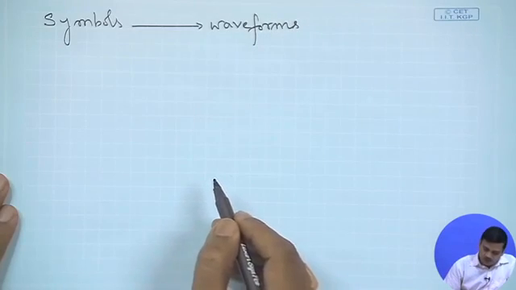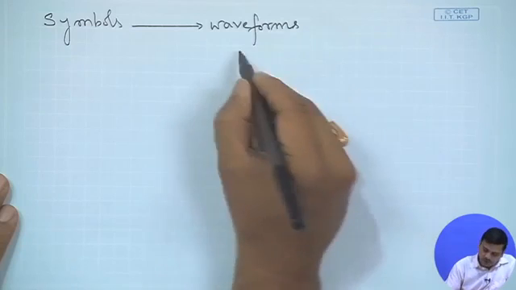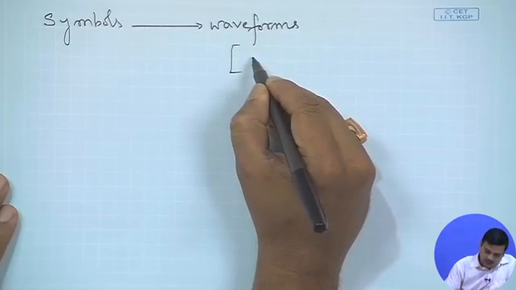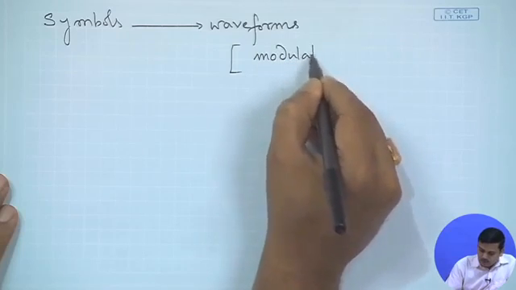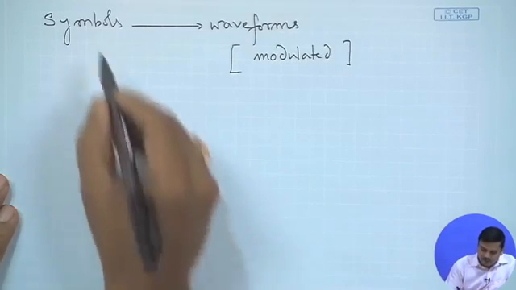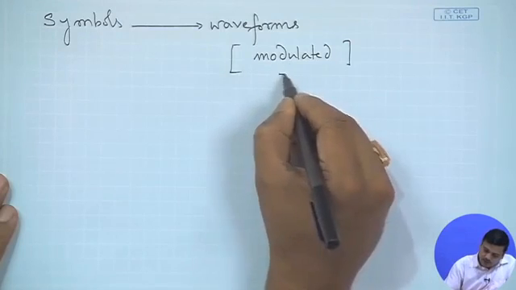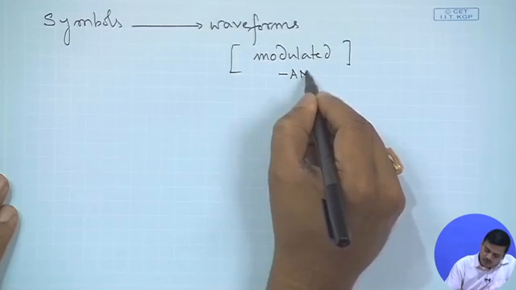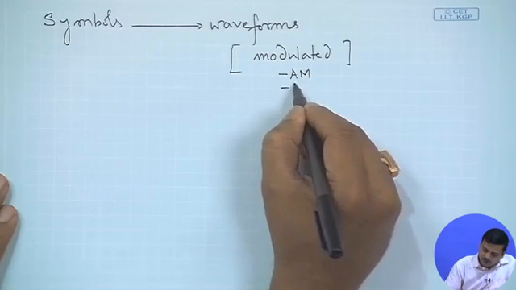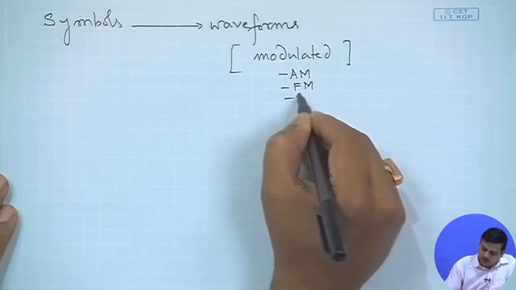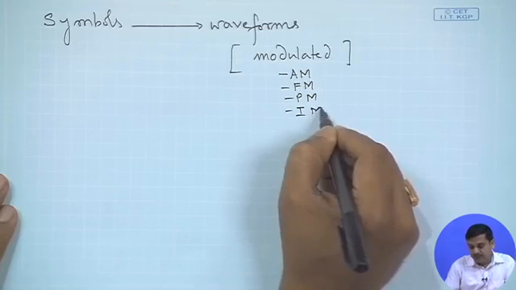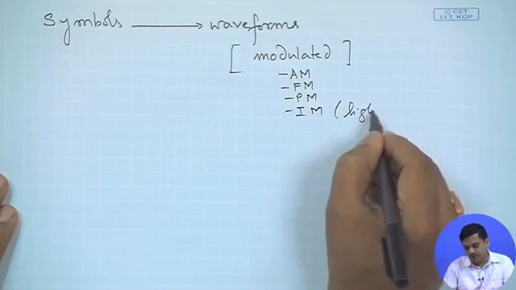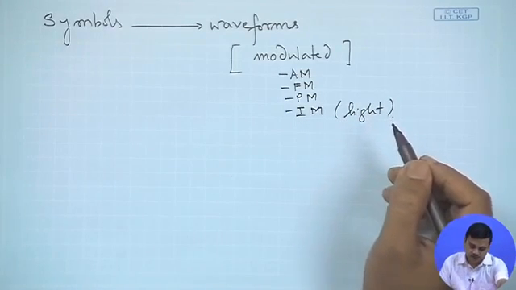And why waveforms, and what kind of waveforms do you think of? These are, you can say, modulated, in other words. So what you have is these symbols, and they are used for amplitude modulation, they could be used for frequency modulation, phase modulation, and they could also be used for intensity modulation if you are doing light based communication.